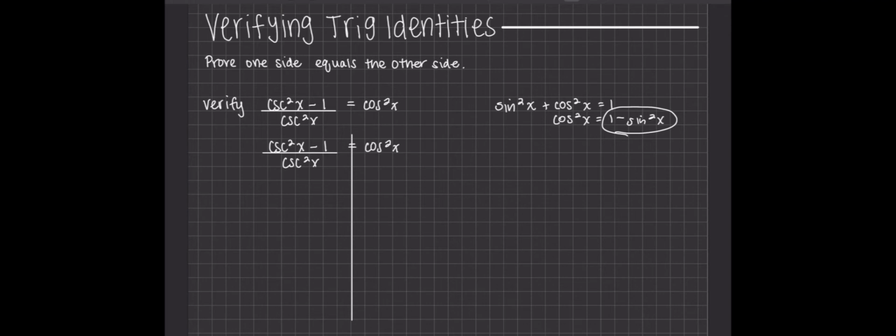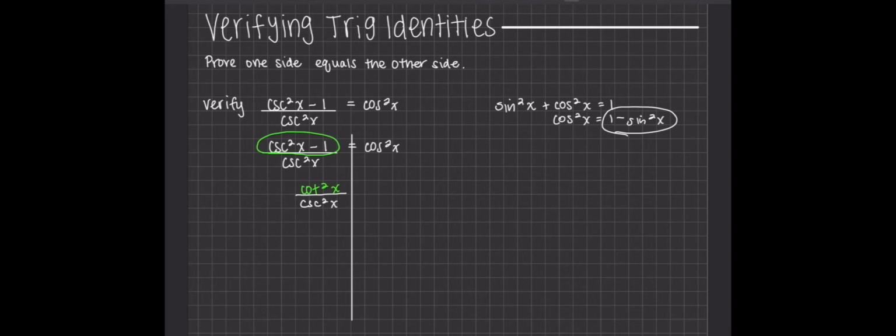Let's work on the left-hand side. One of the Pythagorean identities is the one that I just went over with sine squared and cosine squared, but there actually is one with cosecant squared of x. With cosecant squared of x, this is the Pythagorean identity for cotangent squared. So cotangent squared of x is the same as cosecant squared of x minus 1. So I'm going to use substitution, and I'm going to substitute out that expression for its trig equivalent. I'm going to go ahead and just leave the denominator the same.